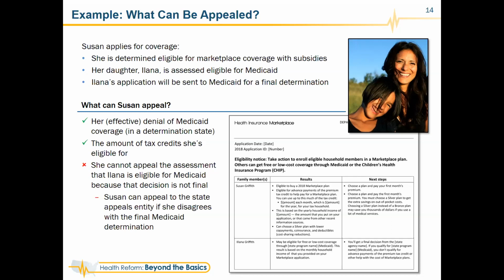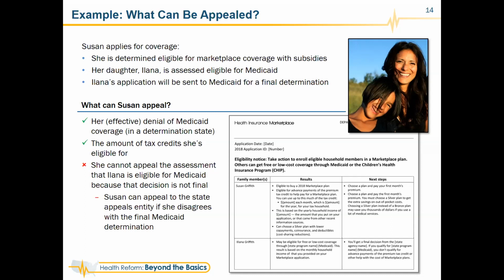She could appeal that she's effectively been denied Medicaid. And she's effectively been denied Medicaid because she's found eligible for marketplace coverage. So if she thinks there is an error made and she actually should be eligible for Medicaid, she can appeal that. She also, when she was determined eligible for marketplace coverage, was granted a certain amount of tax credits. If she thinks the amount of those tax credits is wrong, she can also appeal that. What she can't appeal is Alana's assessment of Medicaid eligibility.